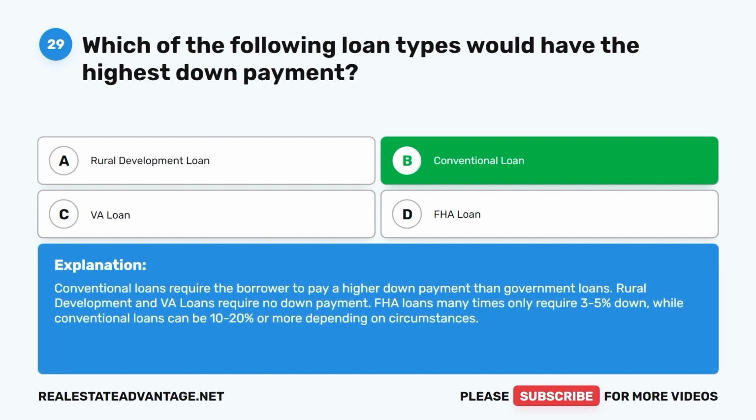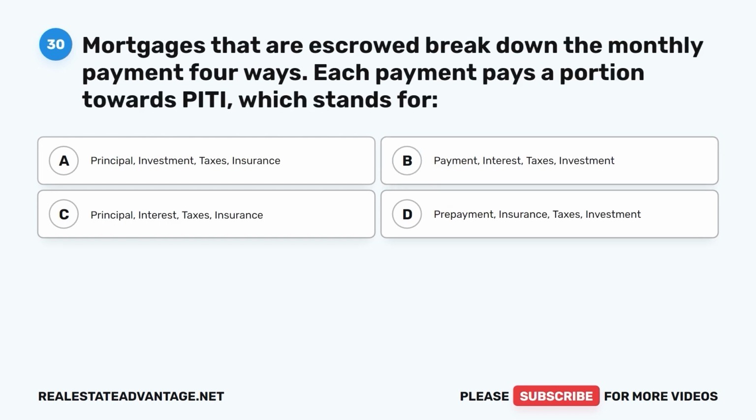Conventional loans require the borrower to pay a higher down payment than government loans. Rural development and VA loans require no down payment. FHA loans many times only require 3 to 5% down, while conventional loans can be 10 to 20% or more depending on circumstances. Question 30.